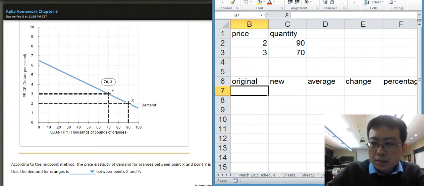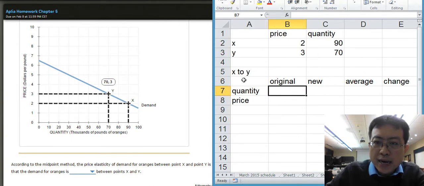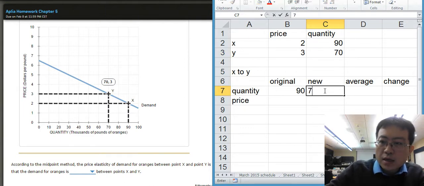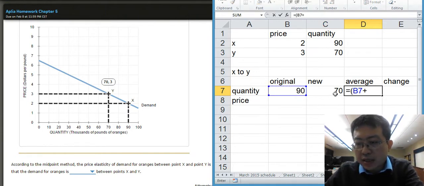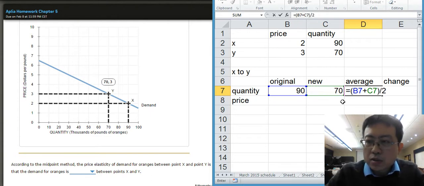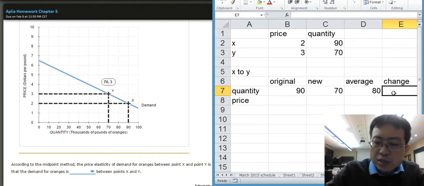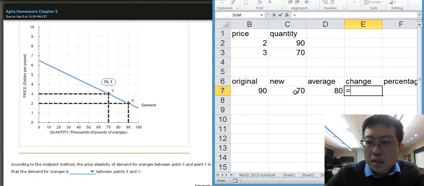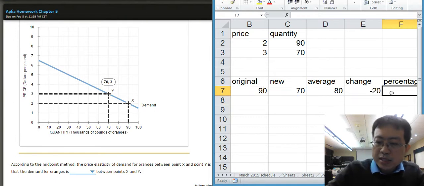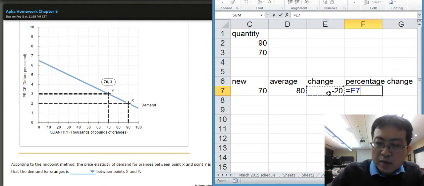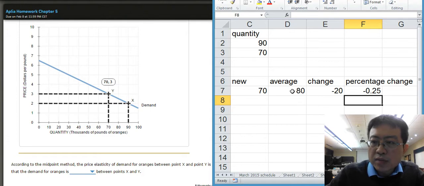Okay, so the original quantity, since we go from X to Y, is 90. The new quantity will be the Y over here, so it'll be 70. For the average you're going to use 90 plus 70, divided by 2, so that will give you 80. The change will be the new minus the old, so 70 minus 90, which is negative 20. And then the percentage change, we use the change divided by the average, so that gives you about negative 0.25, so about 25% change.